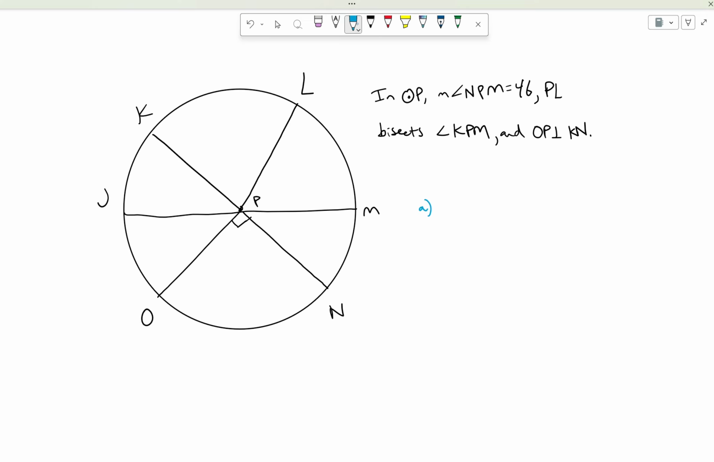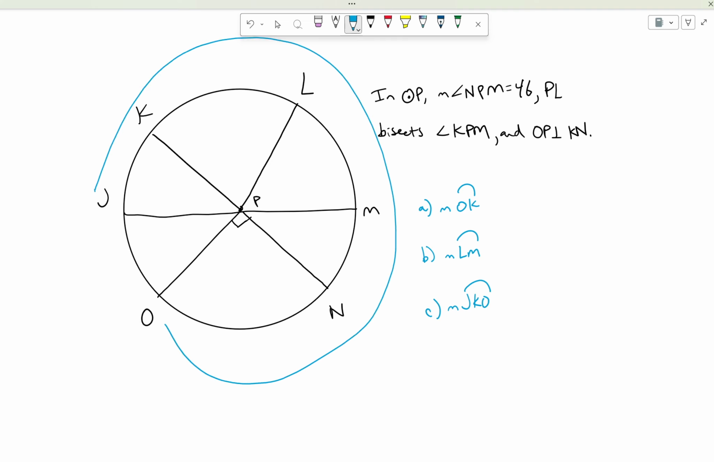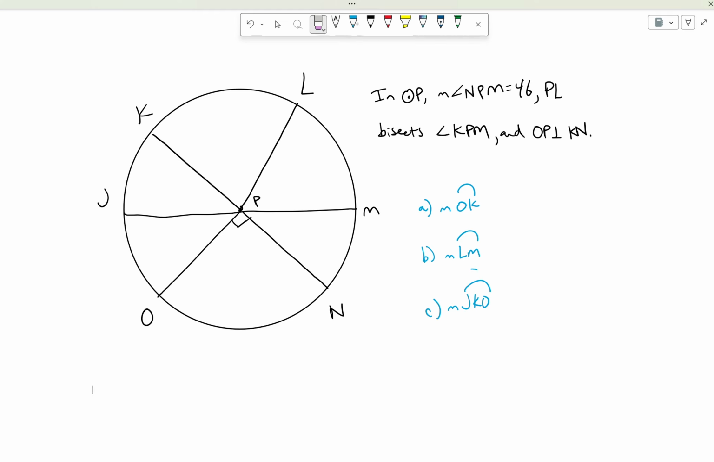3 things. First one, A, is the measure of arc OK. B, we're going to look for the measure of arc LM. And C, we're going to look for the measure of arc JKO, which we should already know is a major arc, right? JKO is going to be greater than 180 because we use 3 letters there.